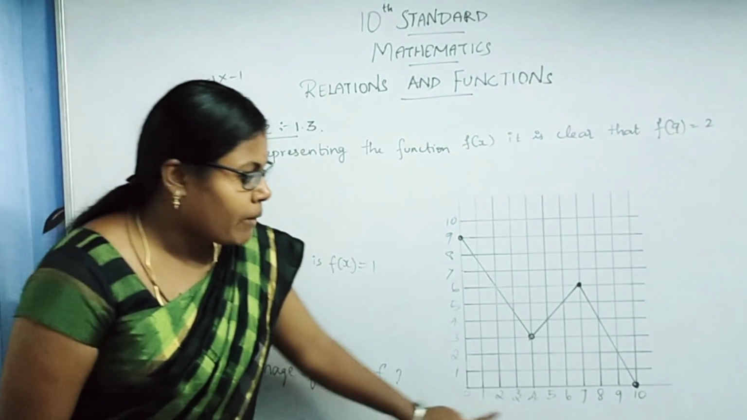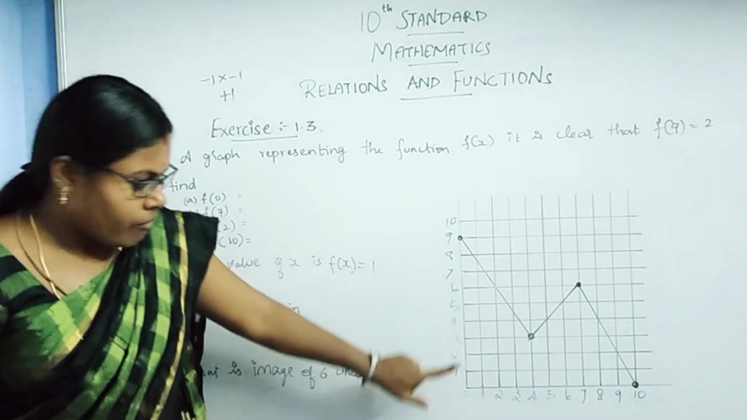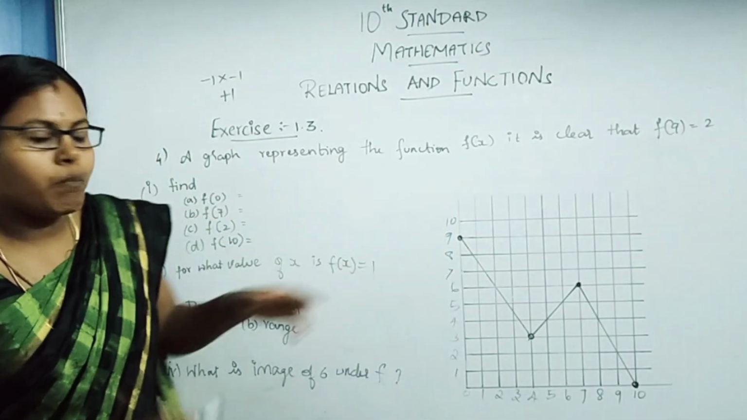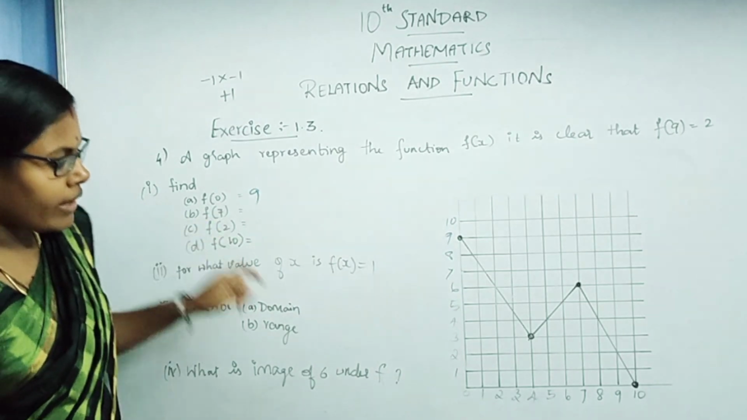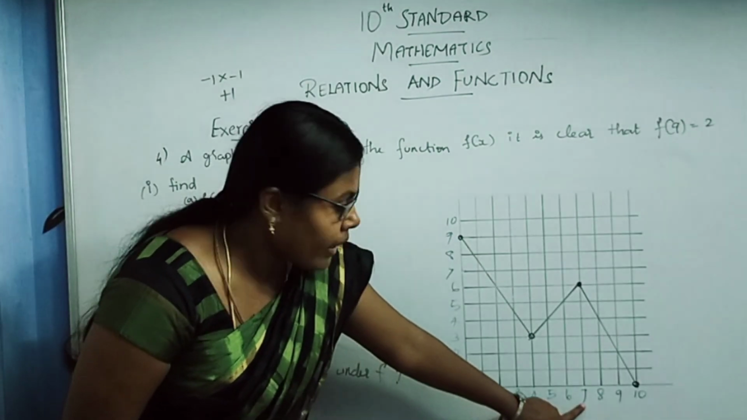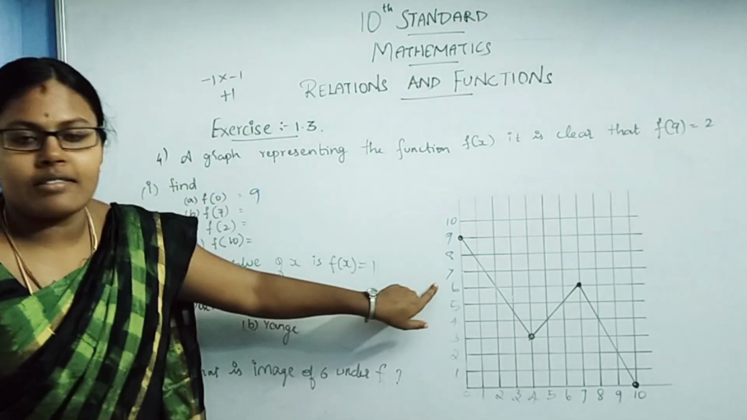So where does the graph pass? See, it touches on 9. So f of 0 is what? 9. So mention there 9. Got it? So next f of 7. Here for f of 7, where the graph is passing in this point, which is 6. Got it?